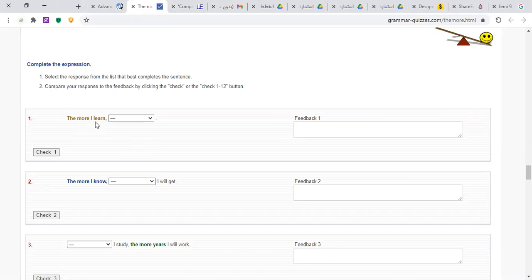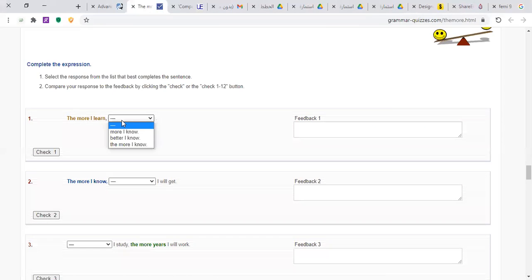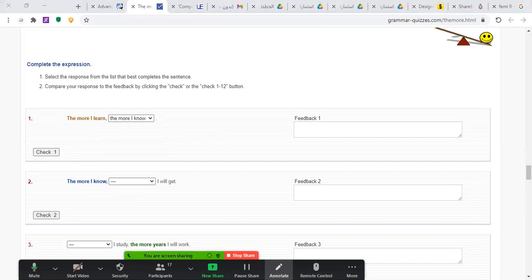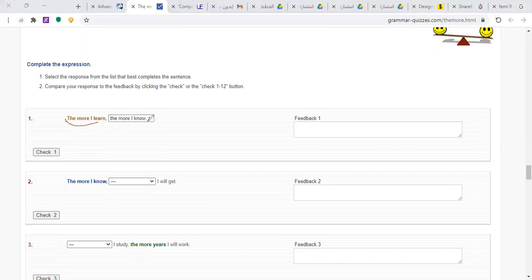So number 1, the more I learn, you have those choices. More I know, better I know, the more I know. What do you think? Yalla Manar, what do you think? The more I know. Very good. Second one. Teacher, I don't understand the question. You're going to continue the sentence. He gave you the first part, the more I know, and then you have to choose the second part. Okay? So let's see the second one.